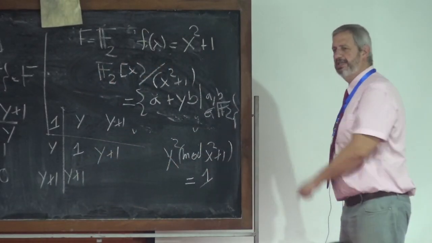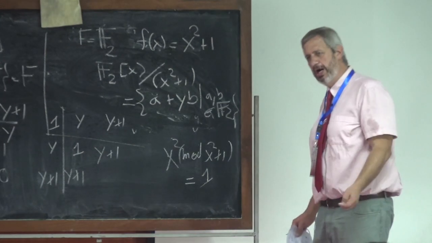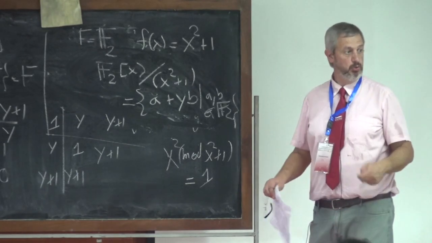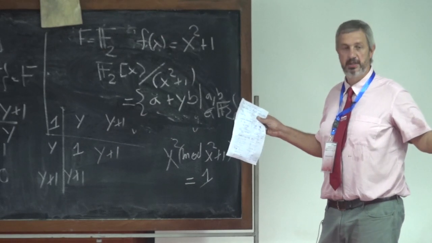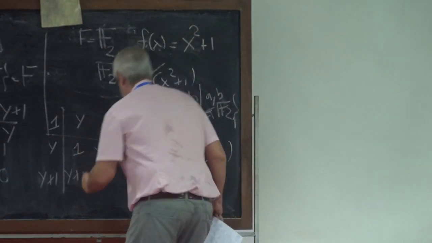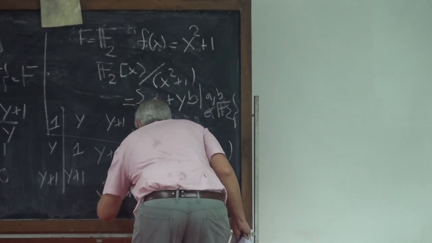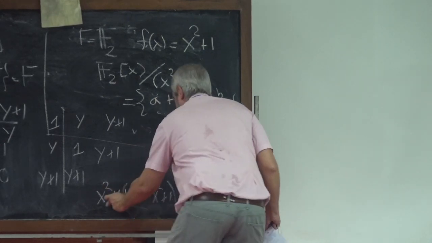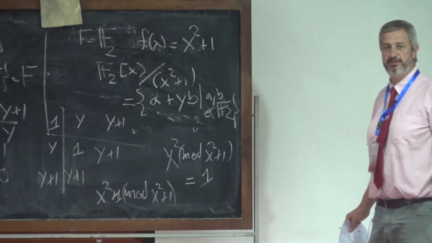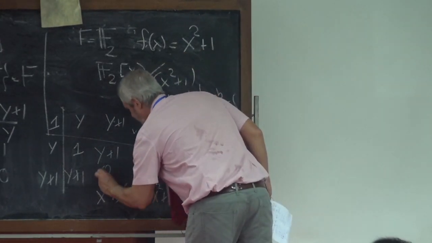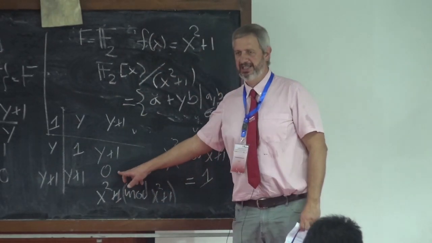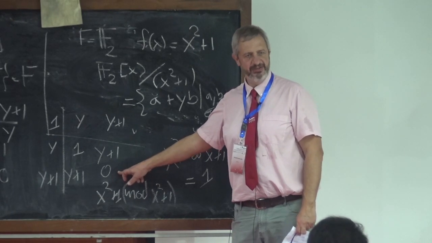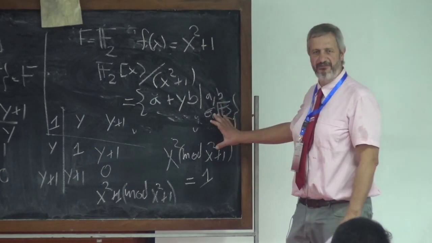And y plus 1 times y plus 1, this is y squared plus 2y plus 1. So 2y is 0, so it's y squared plus 1. But y squared plus 1 modulo x squared plus 1 is? So when I divide this polynomial by that polynomial, what is the remainder? 0, right? So you see in this multiplication table, there is the 0. Whenever you have a 0 in the multiplication table of a ring, that rings the bell that the ring is not a field, right? So this is not a field.